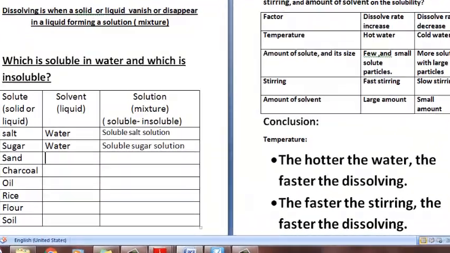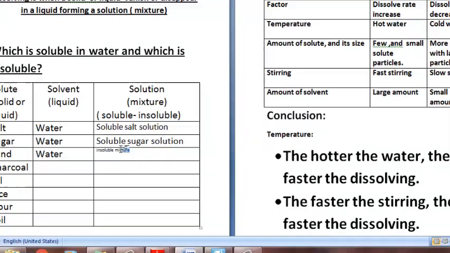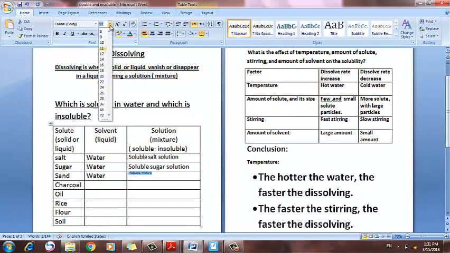But what about sand? Sand solute, we use water solvent, and we will get an insoluble mixture. We can't call this a solution, as the solute does not completely dissolve in the solvent. Sand does not dissolve in the solvent which is water. So we cannot call it solution, it's just a mixture, an insoluble mixture. But any kind of solute that dissolves in the solvent, we give it the name of solution.